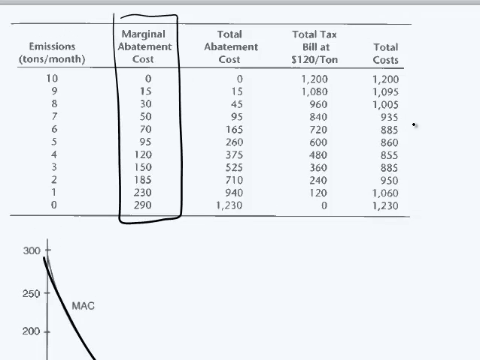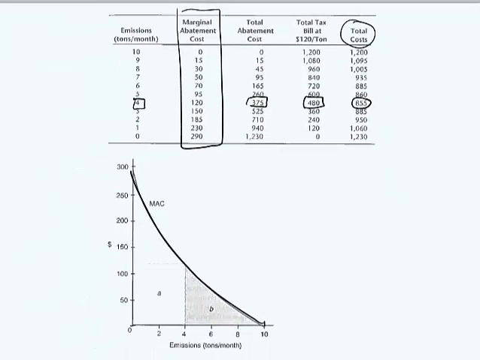Now we can see from the table here that my minimum total cost is all the way over here at $855. So this is where I emit 4 tons per month. Then my total abatement cost is $375, and my total tax bill is $480. So let's just highlight that so we can remember this is where we minimize our total cost.